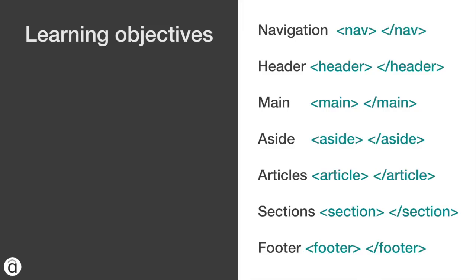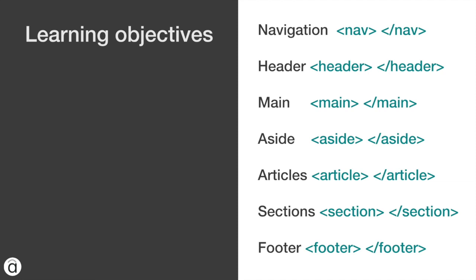So let's go back to the learning objectives of this short video, and it was to recognize the semantic markup tags for HTML5. Drop the 5, it's just HTML these days. So navigation is nav and closing nav. Header is header, main is main. Aside, which is the one for random other information, is aside, closing tag aside. The articles and sections can be mixed up. Article is for standalone information that could stand alone on its own. And then section is for related information on your web page.